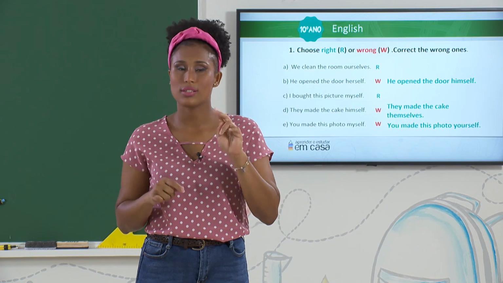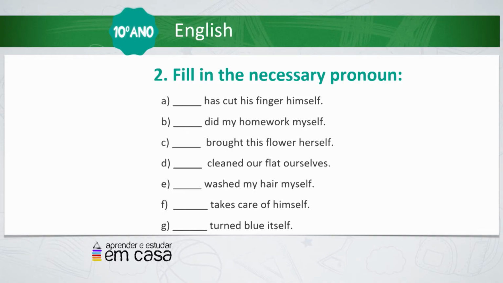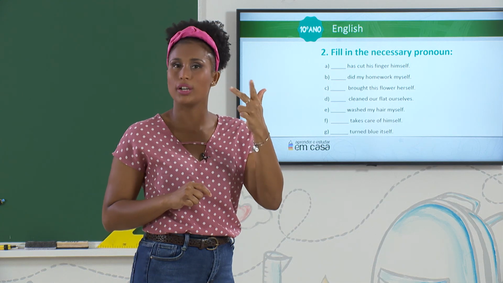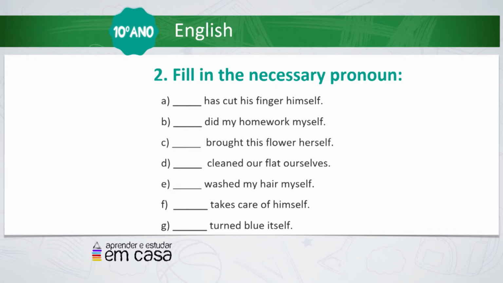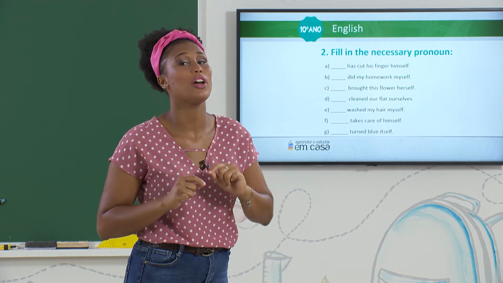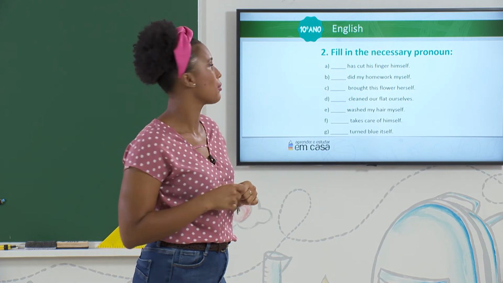Very good. That's it. See, it's very easy. So let's move on to the second exercise. Here, different from the first one, you are supposed to fill in the necessary pronoun. Remember, I, you, he, yes. So you are supposed to fill the sentence with the necessary pronoun. First of all, we have A, has cut his finger himself. Here we have himself. Pay attention to the reflexive pronoun and you will know which pronoun you should use here.